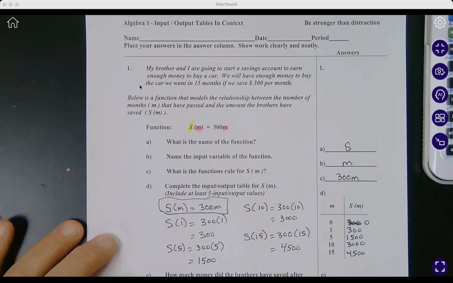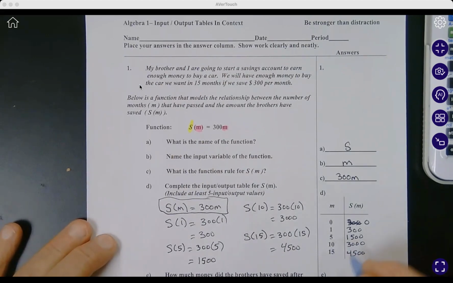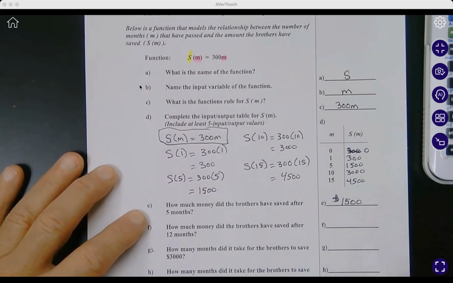How much money did the brothers have saved after 5 months? After 5 months, they had $1,500. Notice how I'm using proper unit of measurement when I'm answering these individual questions.